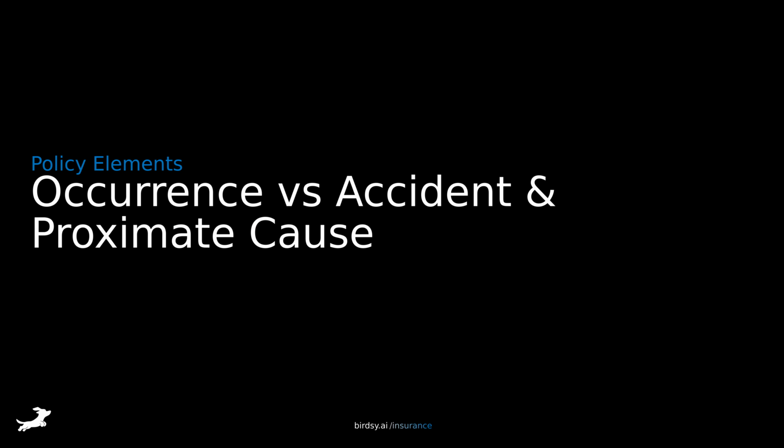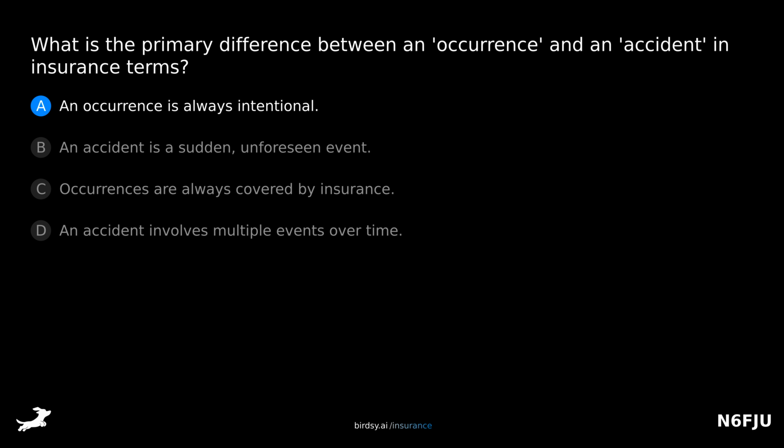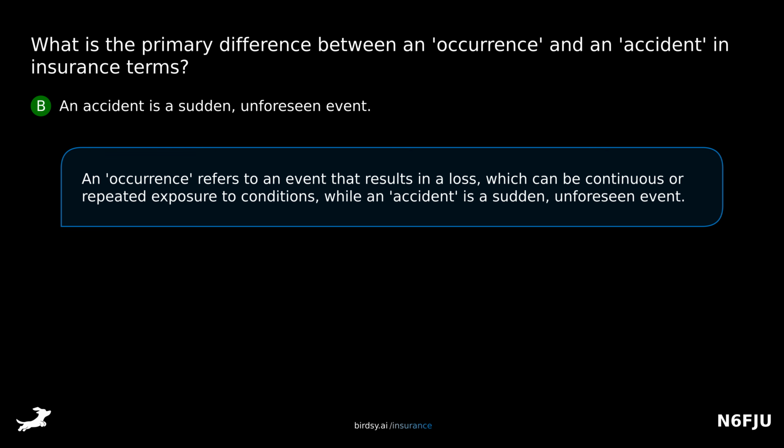Occurrence versus accident and proximate cause. What is the primary difference between an occurrence and an accident in insurance terms? Is it A, an occurrence is always intentional, B, an accident is a sudden, unforeseen event, C, occurrences are always covered by insurance, or D, an accident involves multiple events over time? The answer is B. An accident is a sudden, unforeseen event. An occurrence refers to an event that results in a loss, which can be continuous or repeated exposure to conditions, while an accident is a sudden, unforeseen event.